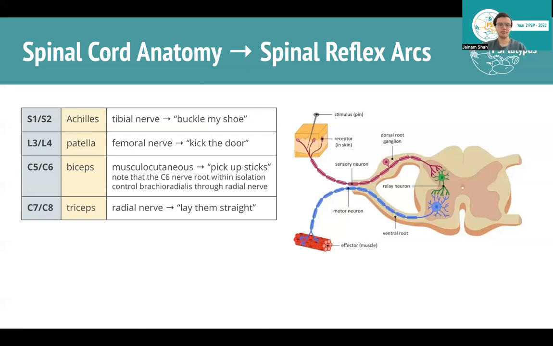And again, if you're having trouble remembering what triceps does, remember C7, C8, lay them straight. So this is kind of like an extension to the biceps one, right? So C5, C6, pick up sticks. C7, C8, lay them straight. So kind of drop them out again. And that's, remember, it's flexing and then extending your arms or your elbow.